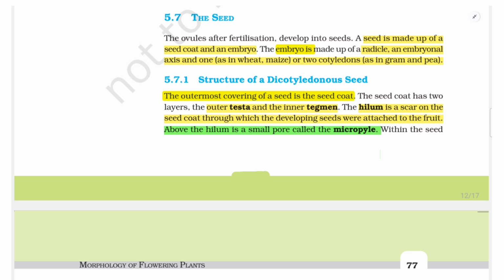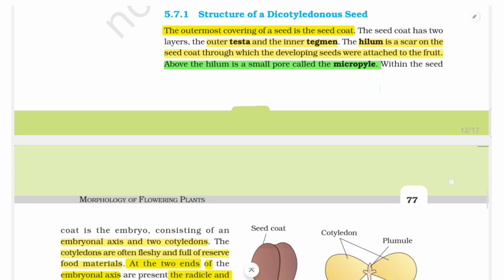5.7 The seed. The ovules after fertilization develop into seeds. A seed is made up of a seed coat and an embryo. The embryo is made up of a radicle and embryonal axis and one cotyledon as in wheat and maize, or two cotyledons as in gram and pea.